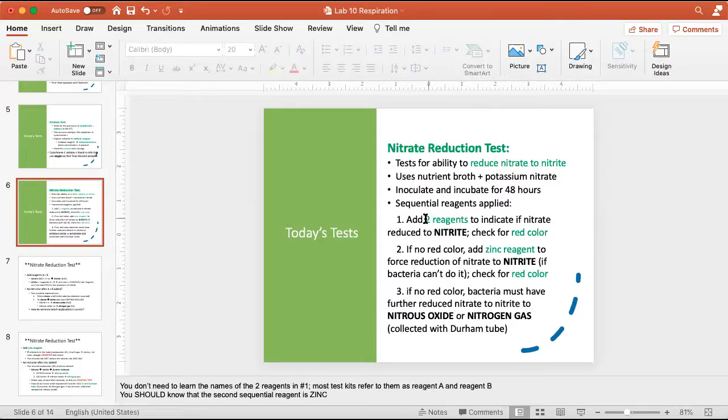Now, if you put the two reagents in and the tube does not turn red, you might think, oh, well, this is a negative result. Here's where it gets complicated. It's not necessarily negative. It could be negative, right? Maybe this is an organism that doesn't reduce nitrate. Maybe what's sitting in the tube right now is just nitrate because the organism couldn't reduce it to nitrite. If that's the case, then yeah, that would be a negative result.